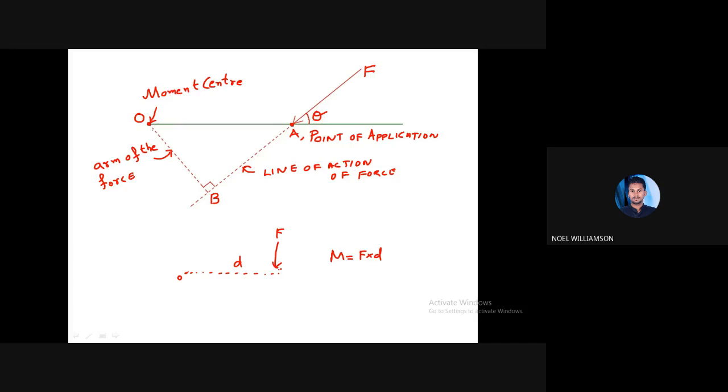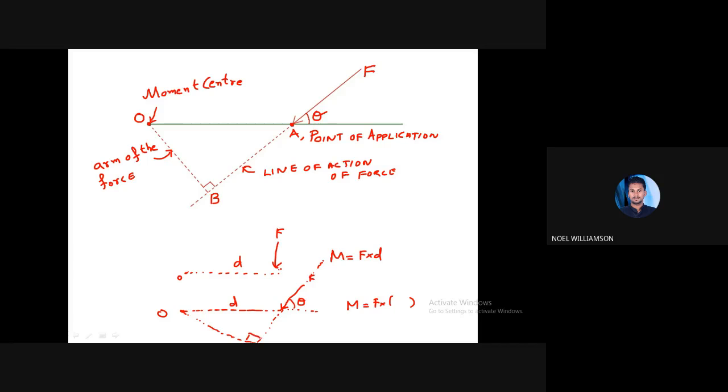But suppose the force is like this. This is the moment center O, and here the distance D is given, but the force is acting in an inclined direction, that is theta. Then moment is M equal to force into perpendicular distance, but we don't know the perpendicular distance. This is only inclined. So in order to find the perpendicular distance, you have to choose the line of action. The perpendicular distance is the distance of the point, that is the moment center, from the line of action. That is, it will be somewhat like this.